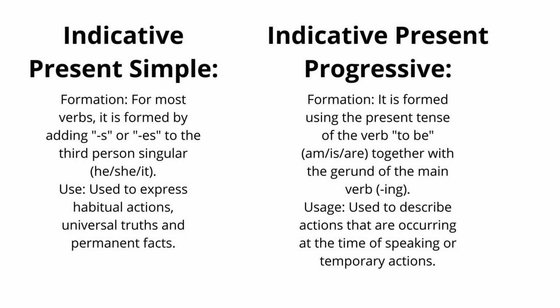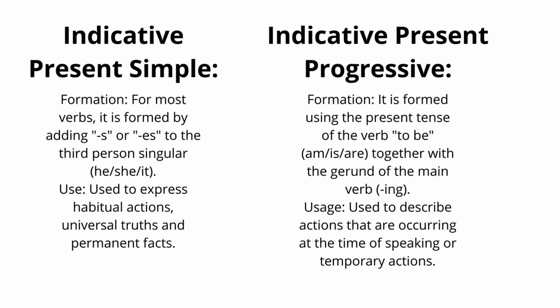Indicative present progressive. Formation. It is formed using the present tense of the verb to be: am, is, are, together with the gerund of the main verb, ing. Usage. Used to describe actions that are occurring at the time of speaking or temporary actions.